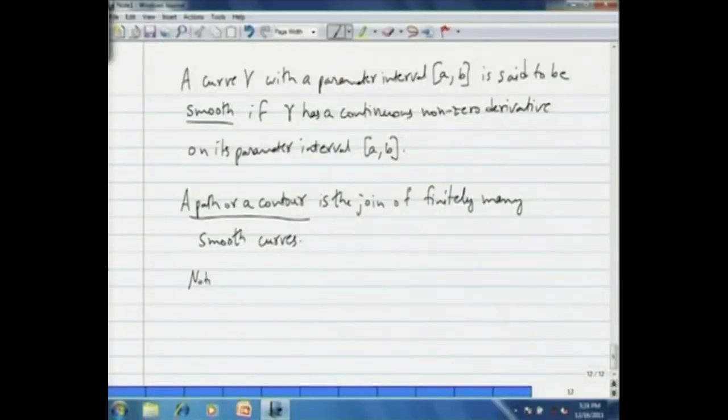So I will write that in words. Notice that a path or a contour is a piecewise smooth curve with certain parameter interval, depending on the parameter intervals for the smooth curves that we are picking to join. And we often assign the standard geometrical terms such as a triangle or a circle, etcetera, to these contours depending on the range of the contour itself.